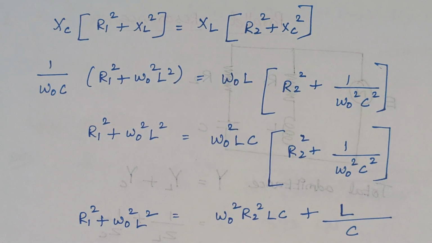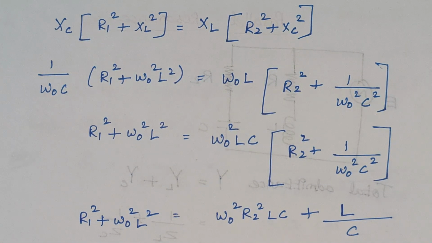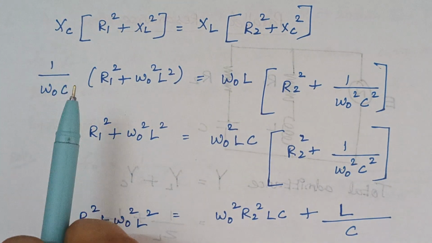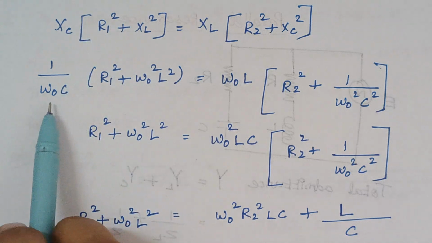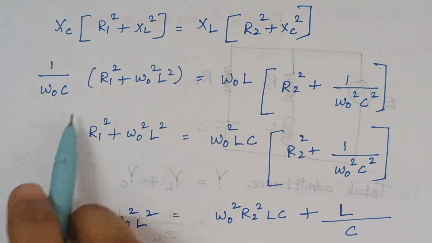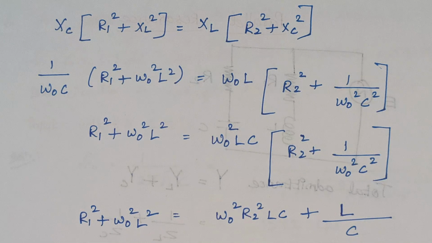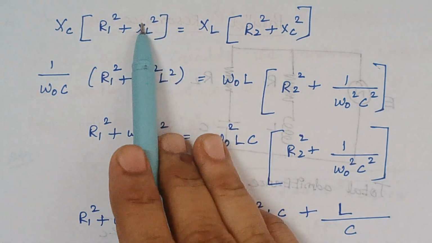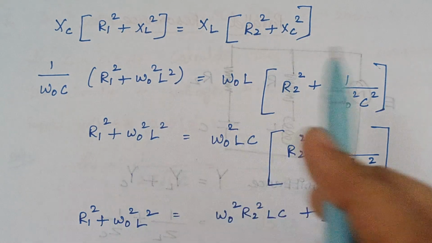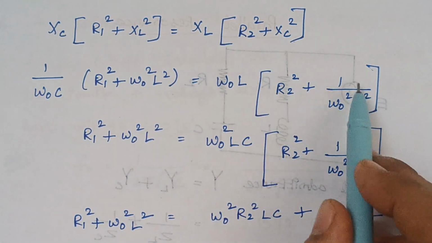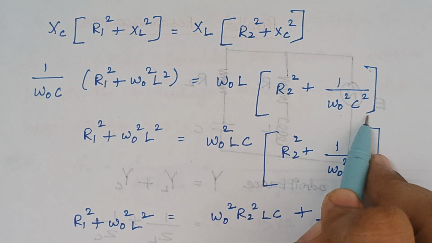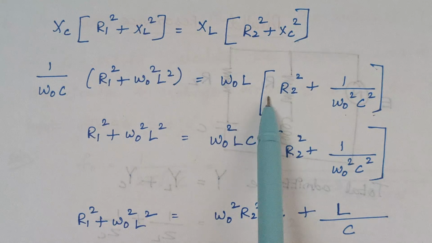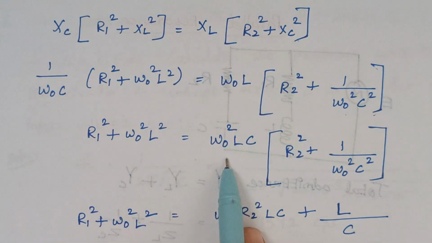And the next thing is we are introducing our omega naught, right? So XC can be written as 1 by 2 pi FC, right? The 2 pi F is replaced with omega naught here, because this happens under resonance condition. Therefore 1 by omega naught C into R1 square plus XL square, where XL is omega naught square L square. And here XC is given by 1 by omega naught square C square. Right. So again I am moving this omega naught C to the right hand side. Therefore this becomes omega naught square LC.